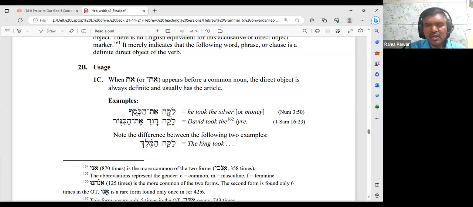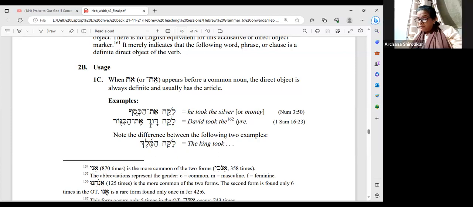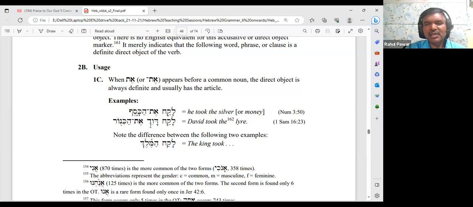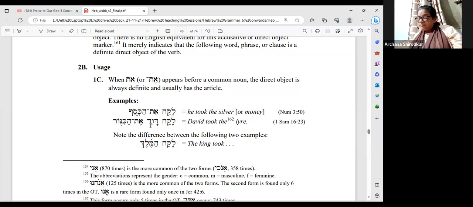See here: lakach David et hakinor. Kinnor means lyre, which we also call a flute. That is, David took the lyre. Now, the lyre is the object. So before that object, you will find et used.